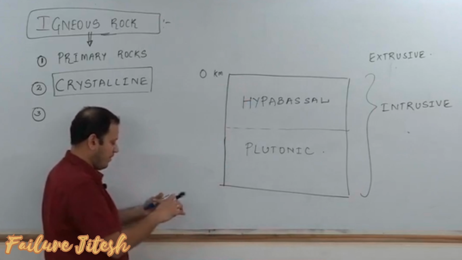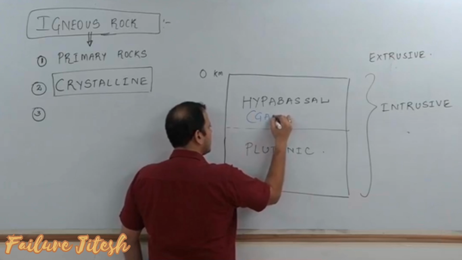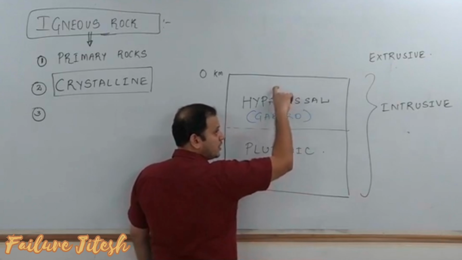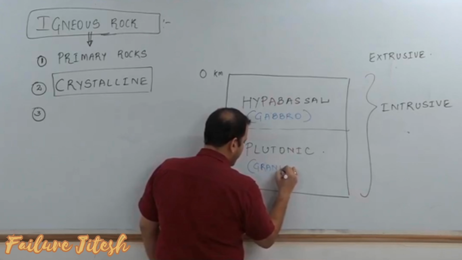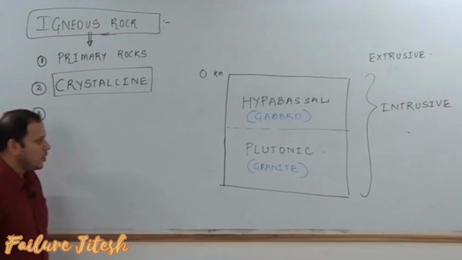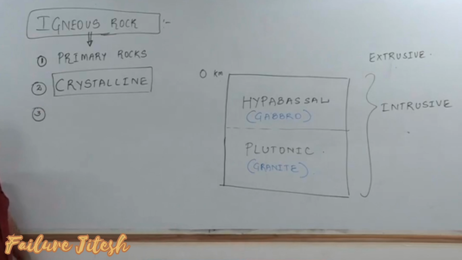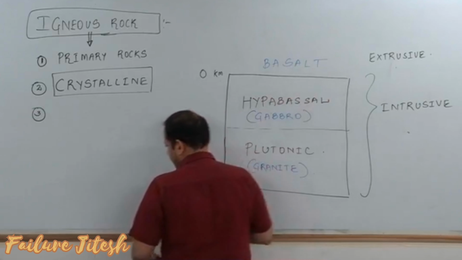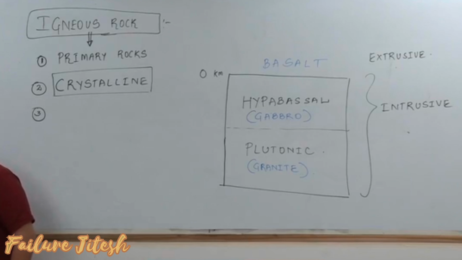hypabasal igneous rock, which is found nearer to the earth's surface, and plutonic igneous rocks, which is found deep inside the earth.